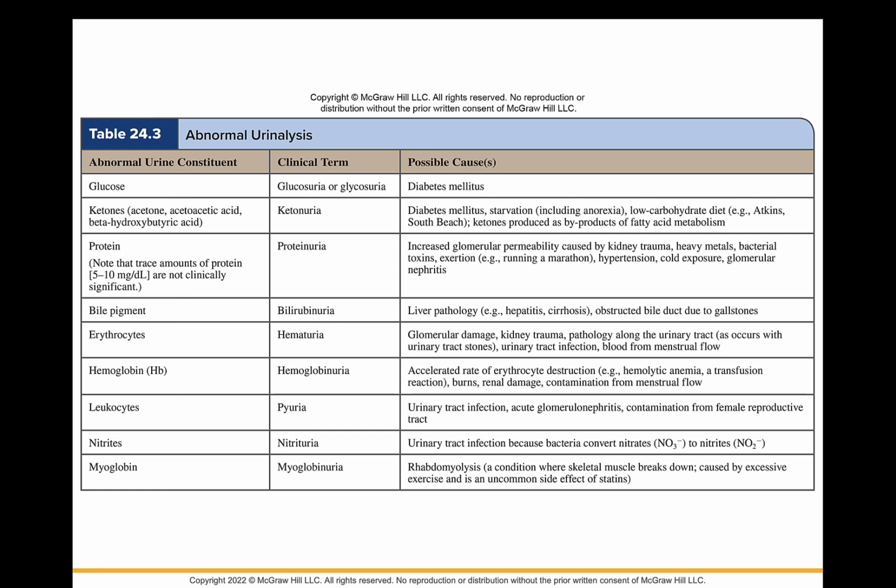This is a table that addresses the various abnormal things that might be found in urine. Examples would be glucose, ketone bodies, protein, bile pigment, erythrocytes, hemoglobin, white blood cells, nitrites, and myoglobin. I'm not going to go through the actual conditions, but I think it is important to understand what things are considered to be abnormal if they are found in a urinalysis.